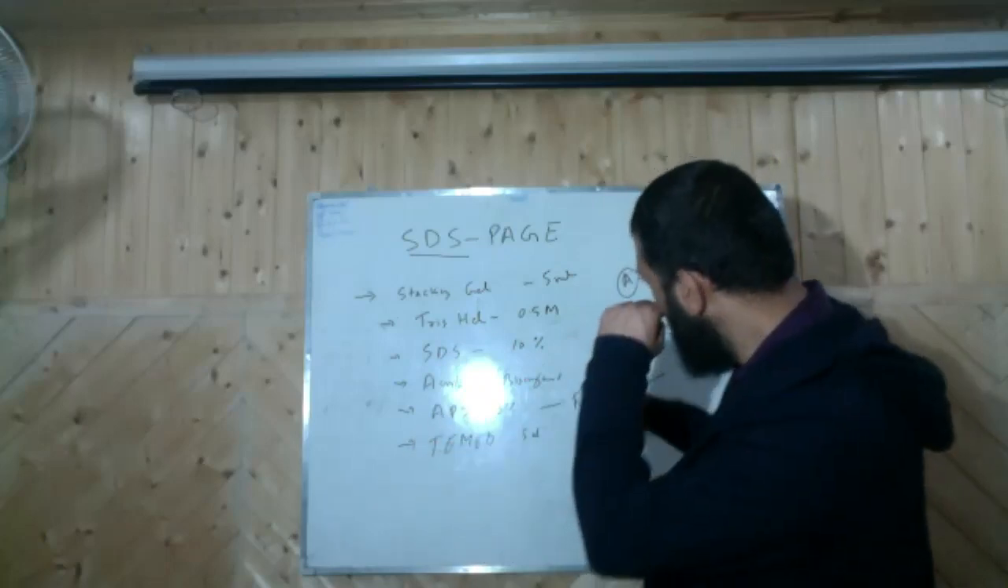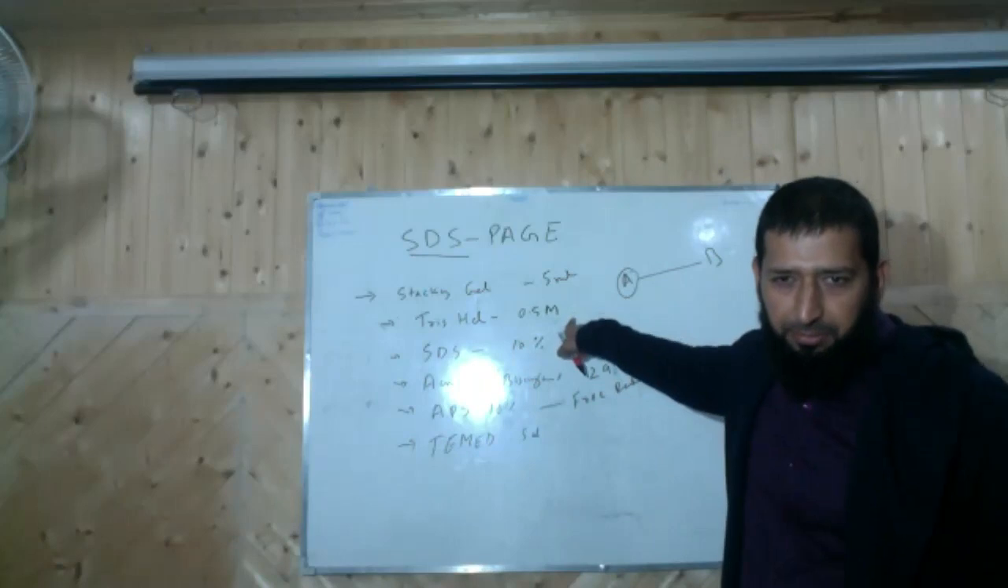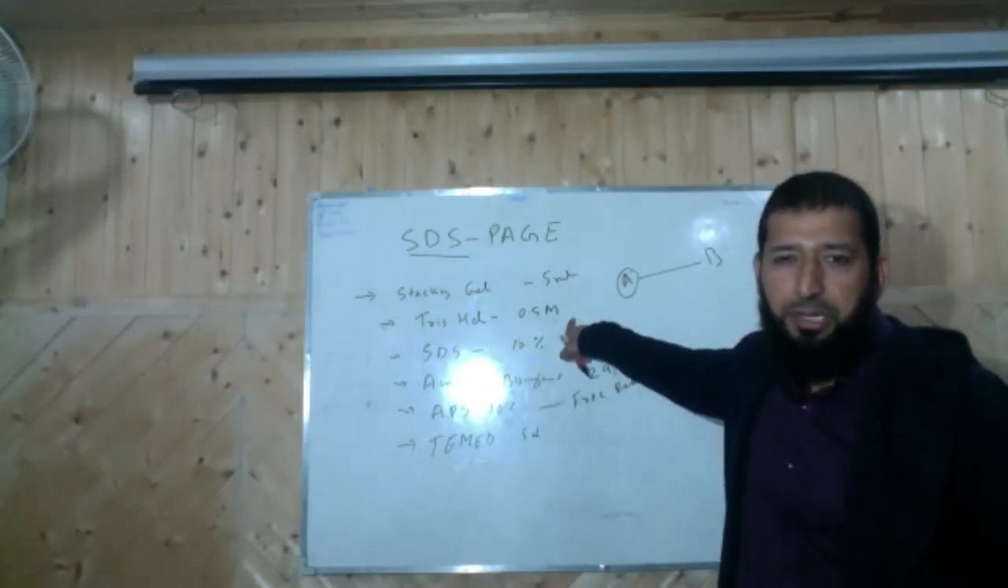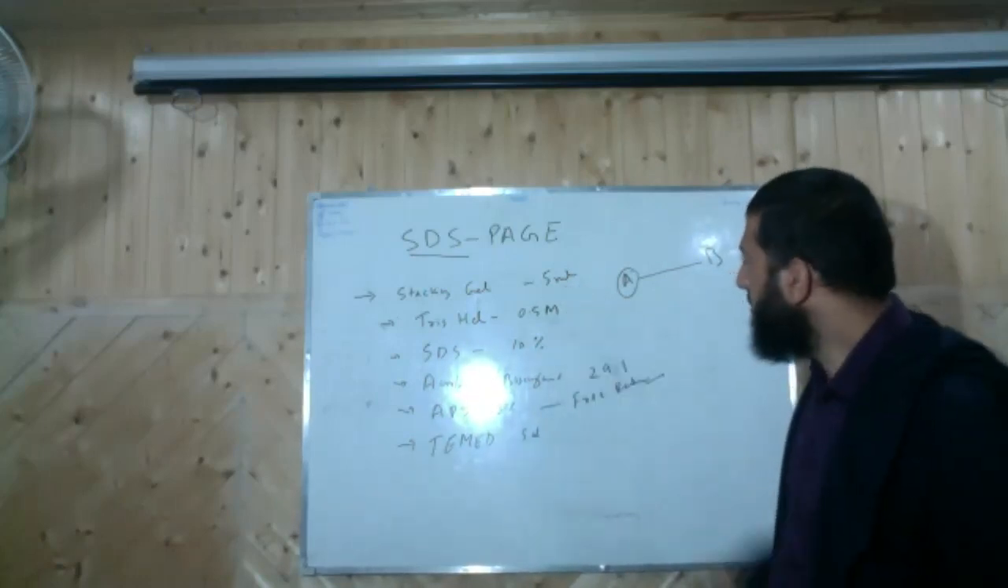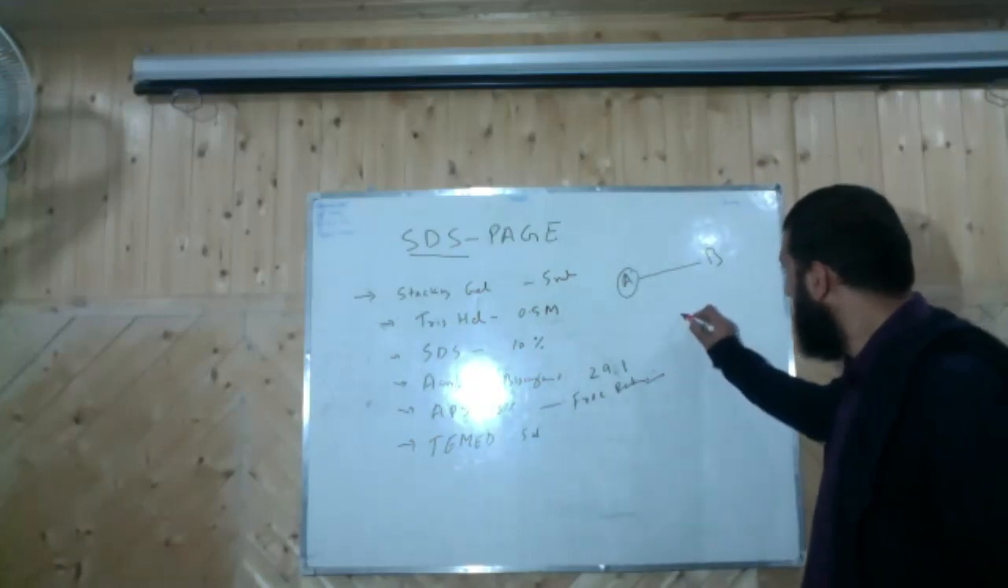Fine. And Tris-HCl maintains the pH. It's a buffer, and you know what is the function of a buffer. It undoes any change that happens in the medium because of its properties. So these are the requirements of the stacking gel. Okay.